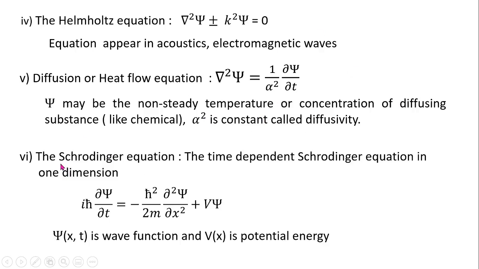One more example, the Schrodinger equation. A time-dependent Schrodinger equation in one dimension. In one dimension, here also psi is a function of x and t, space and time: one space coordinate and time. Therefore, there are two independent variables. This equation involves two independent variables x and t. Therefore, this Schrodinger equation is also a partial differential equation. These are a few examples of partial differential equations.